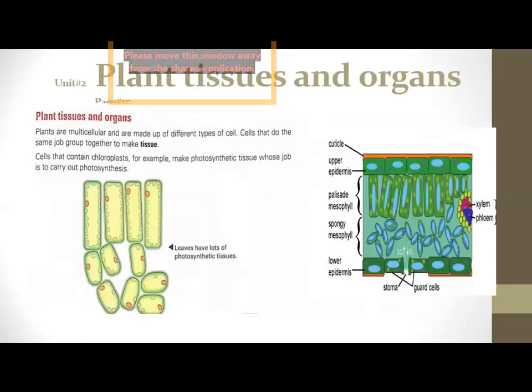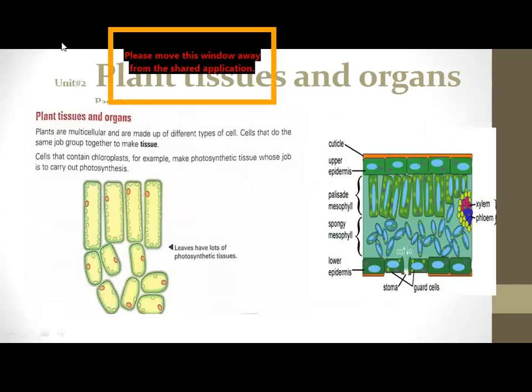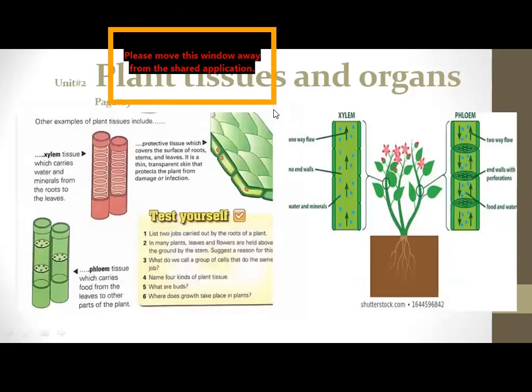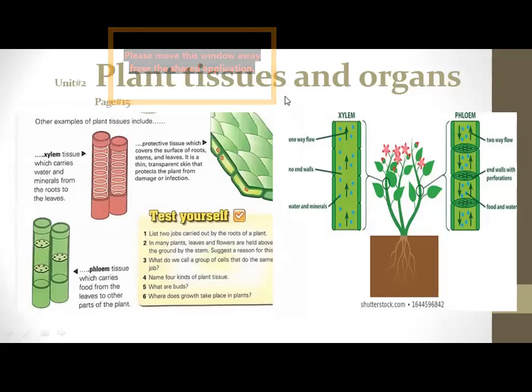Now come towards the internal organs of the plant: plant tissues and organs. You can see here some tissues of the plant.